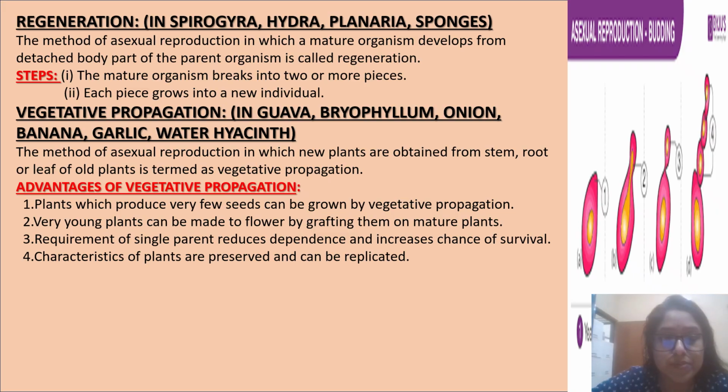Advantages of vegetative propagation. Plants which produce very few seeds can be grown by vegetative propagation. Very young plants can be made to flower by grafting them on mature plants. Requirement of a single parent reduces dependence and increases chances of survival. Characteristics of plants are preserved and can be replicated.